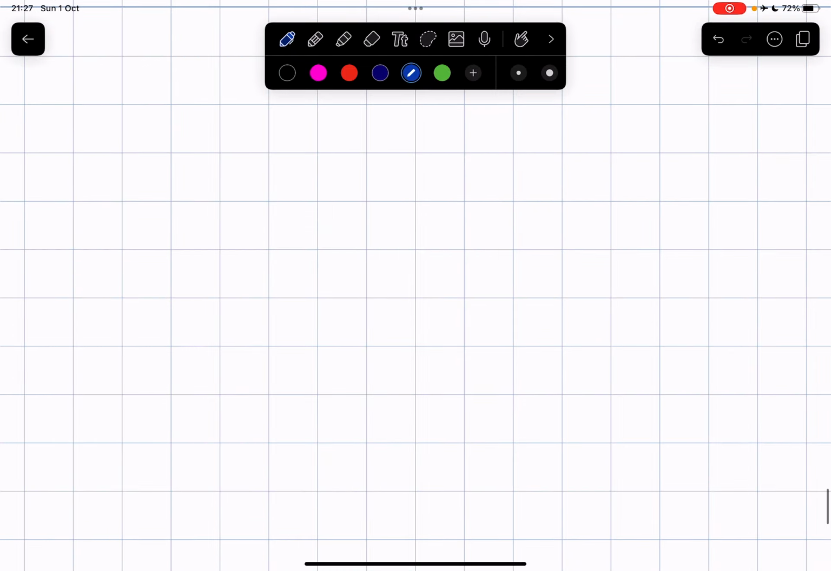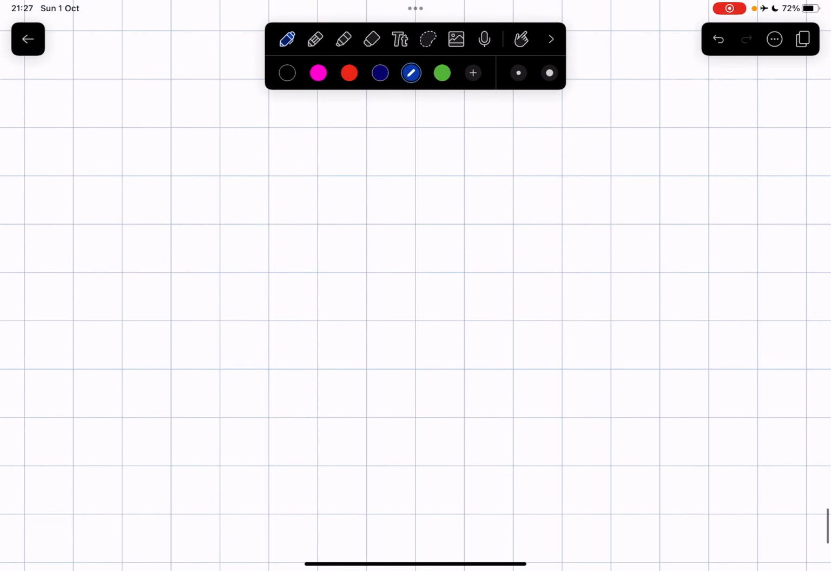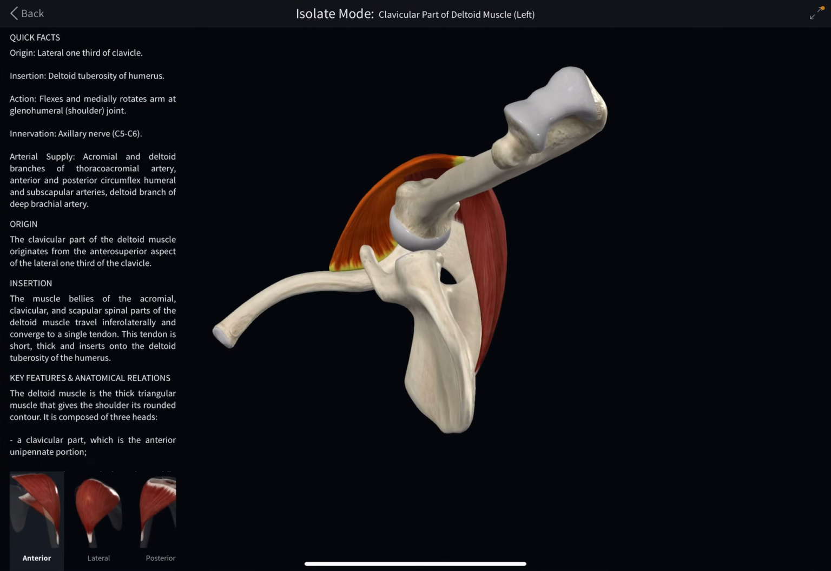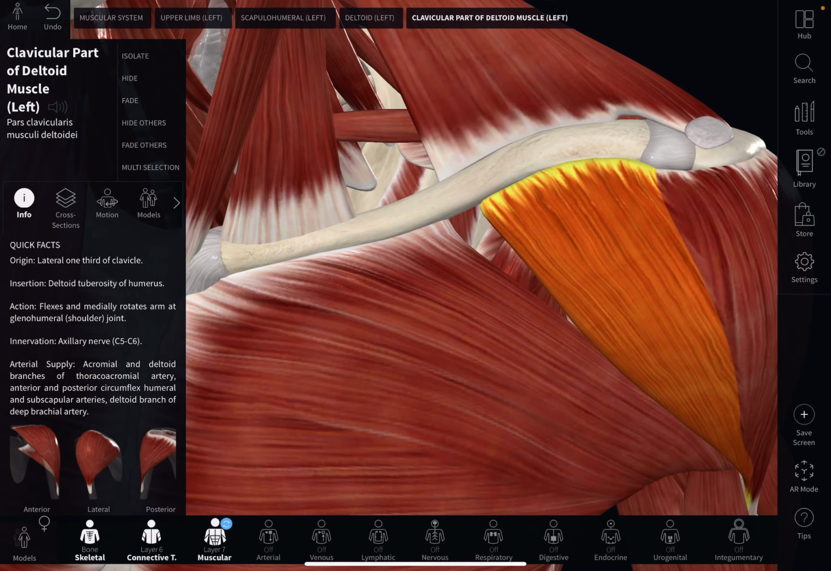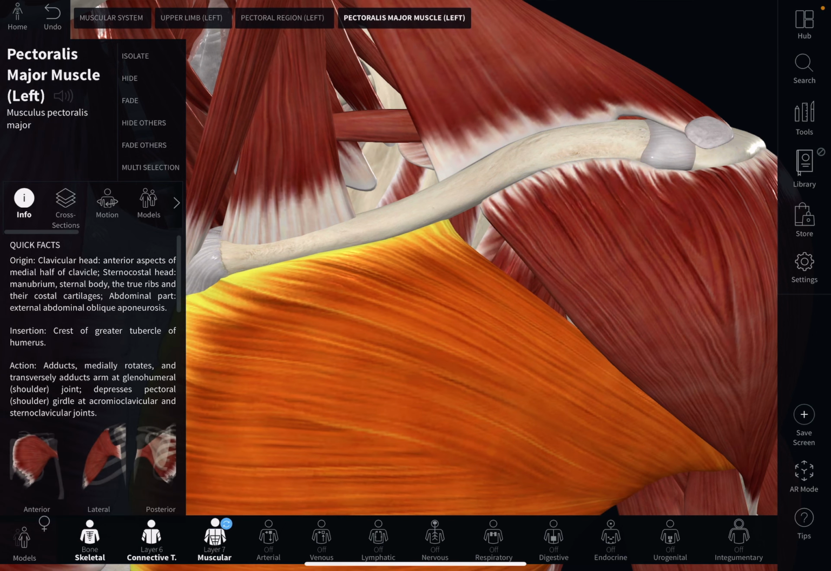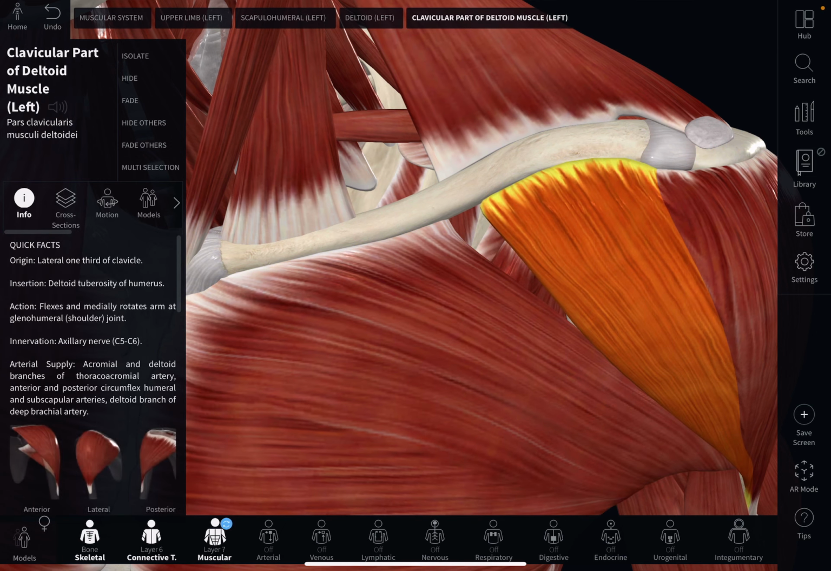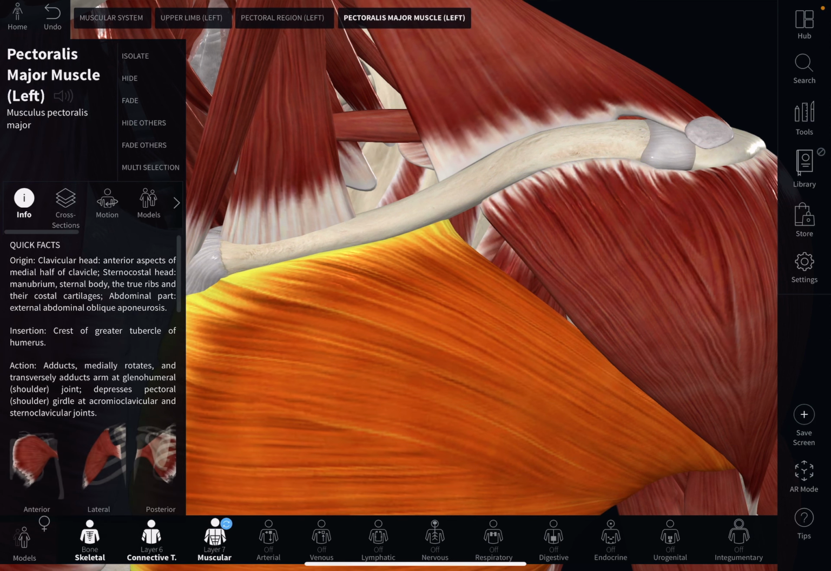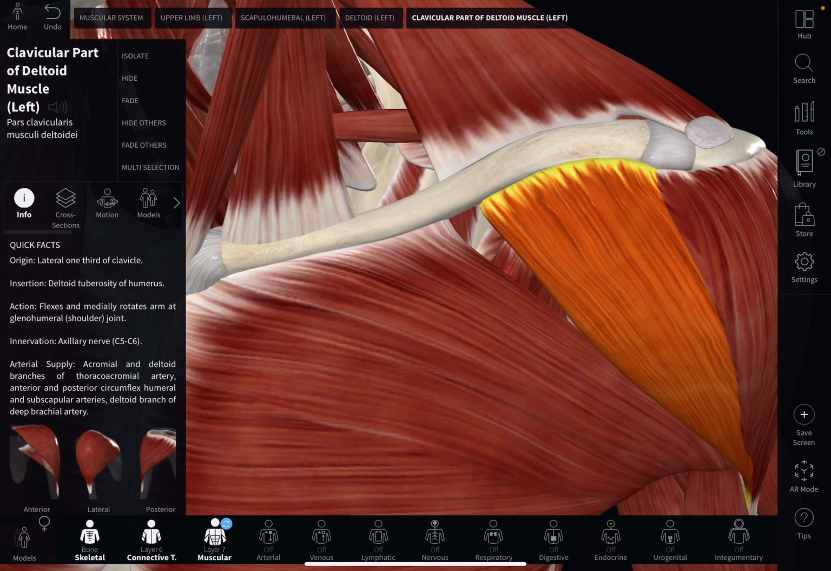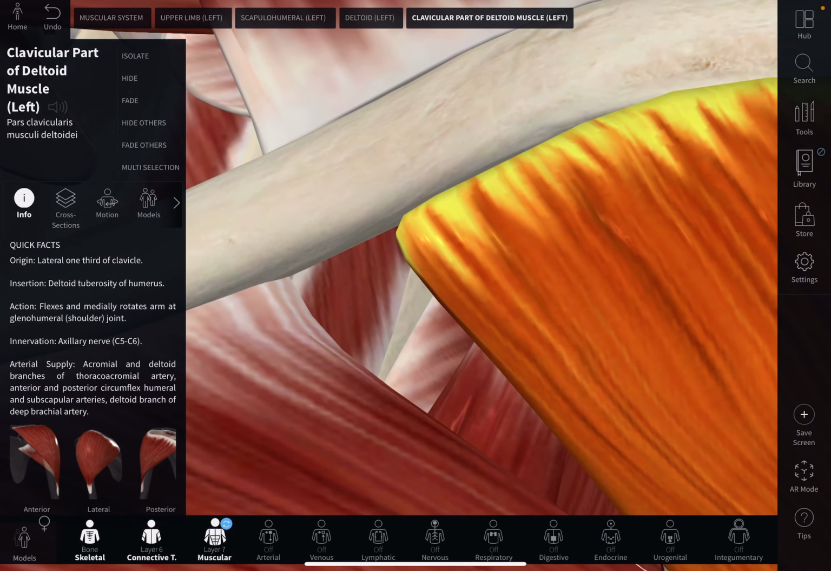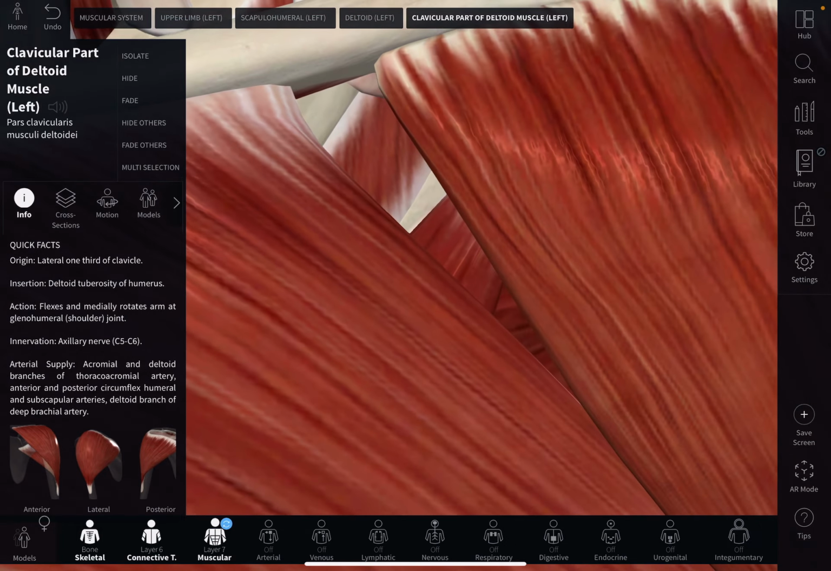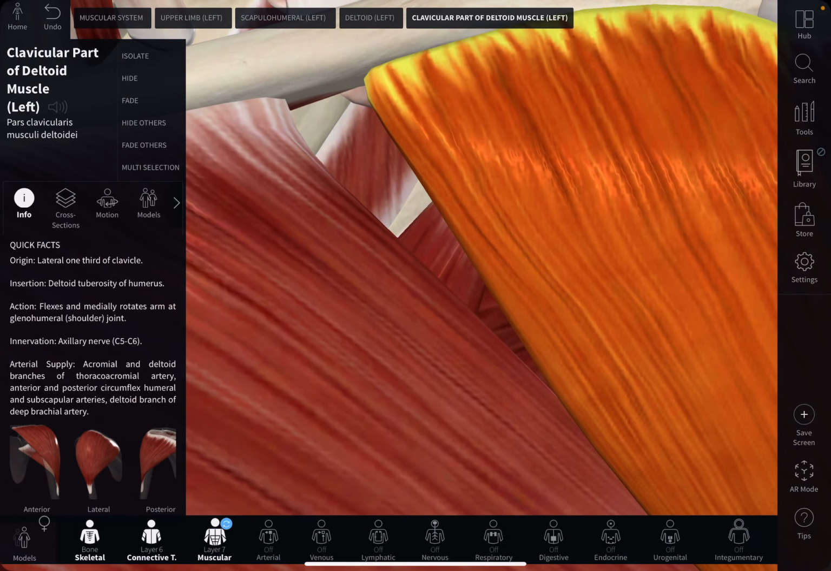Here we can take a look at this. So here is the deltoid muscle on one side. The highlighted muscle is the deltoid. This is the clavicular fibers of the deltoid. This is the pectoralis major muscle. Now between the pectoralis major and the clavicular fibers of the deltoid, here is a small gap between the two. Right. So this is actually a part of the deltopectoral groove.